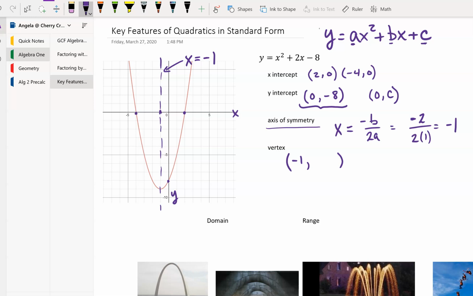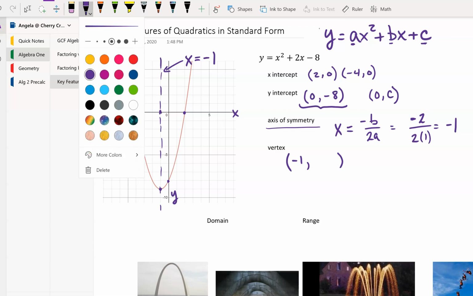And because our vertex is located way down here, it looks like it's going to be a minimum in this case. We can actually find that point. If we didn't know it already, we could find it by plugging -1 back into our original equation. So we're going to try that here. I'm going to switch up colors so you guys can see this is a little bit different.